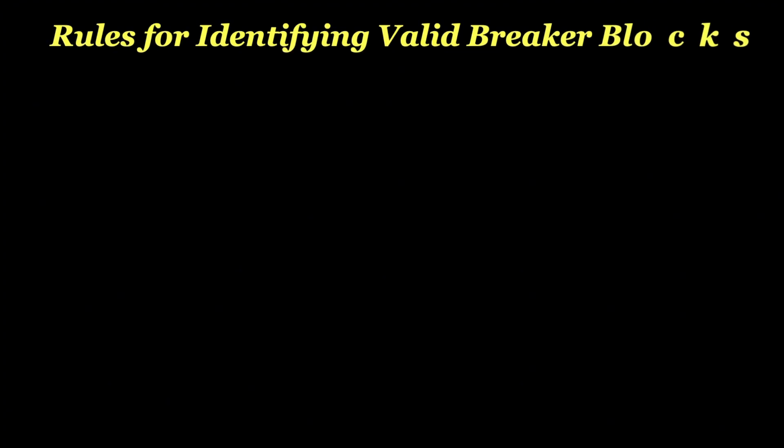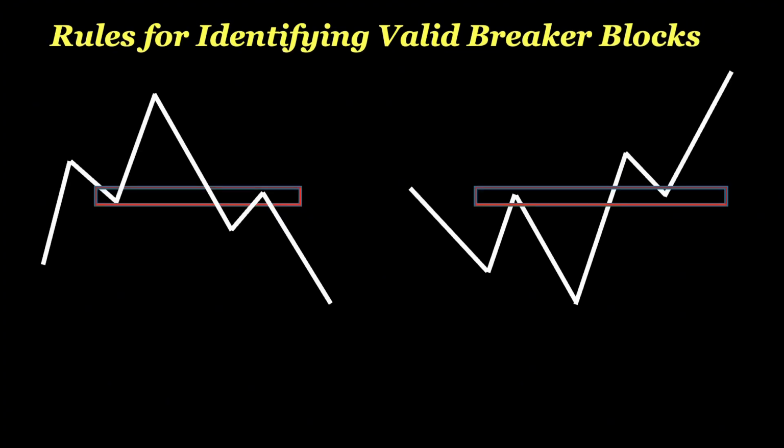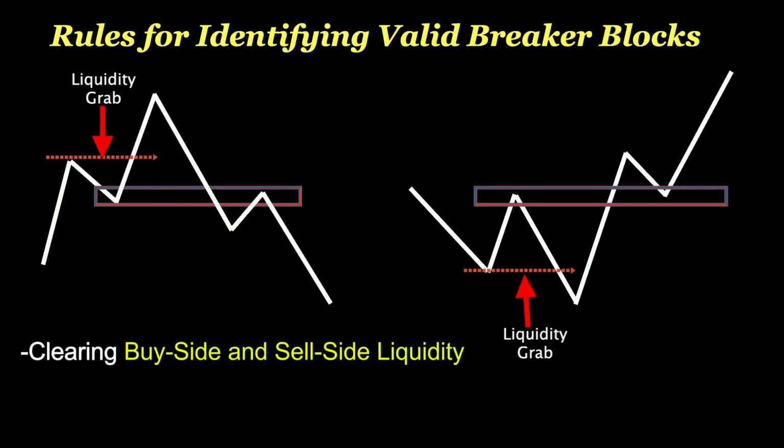Now that we've covered candlestick patterns, let's go over the criteria and rules for identifying valid breaker blocks and using them in your trades. To successfully identify valid breaker blocks and use them to your advantage, you need to follow several rules and criteria. Clearing buy-side and sell-side liquidity. The first criterion is that the price must clear an area of buy-side or sell-side liquidity before forming a market structure shift. This ensures that liquidity is swept, creating a valid reversal point.